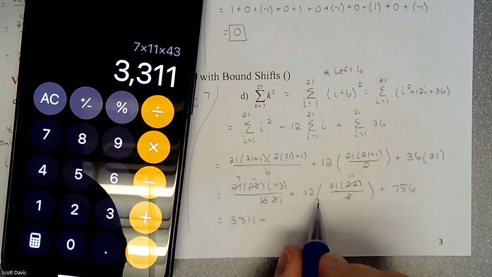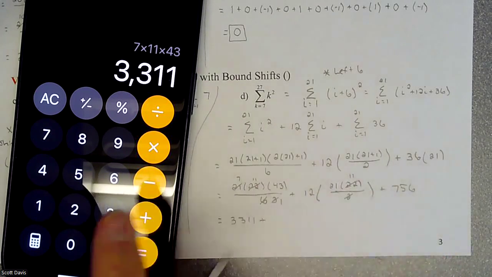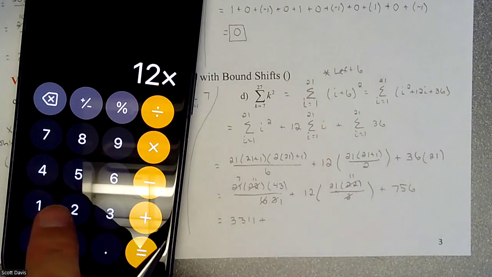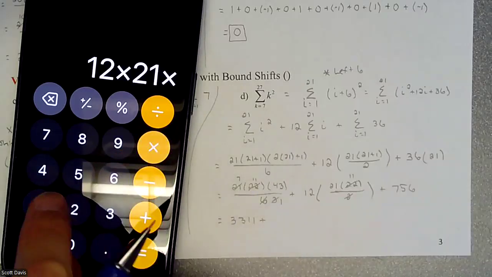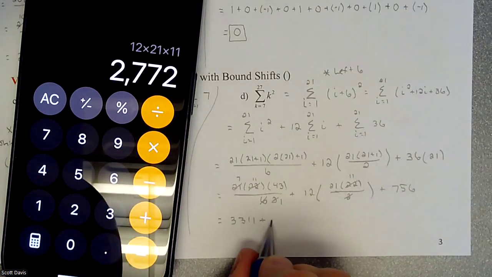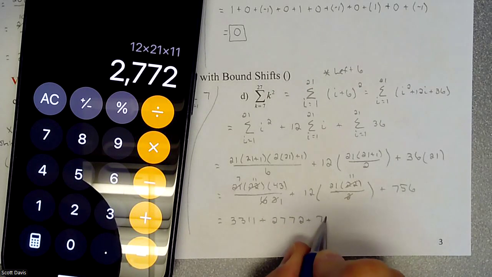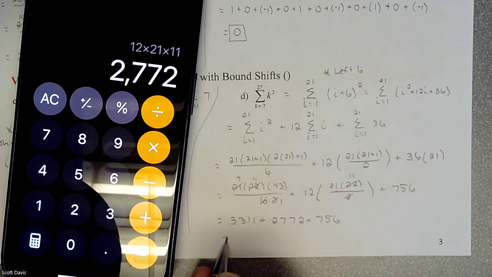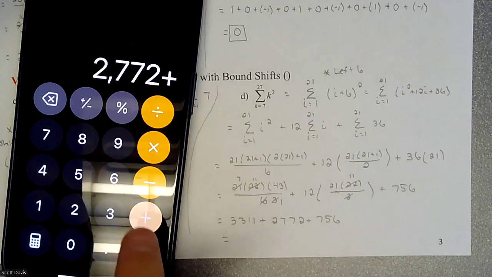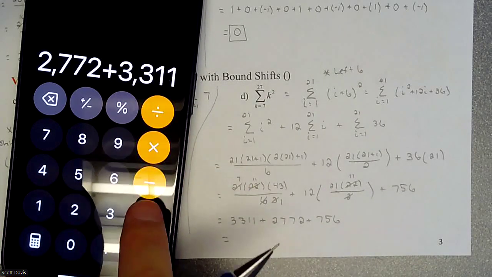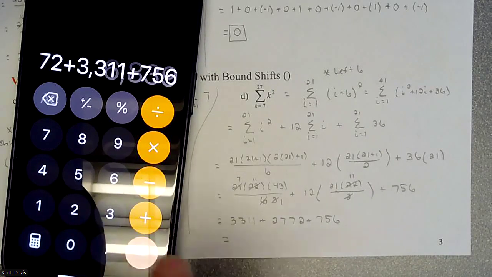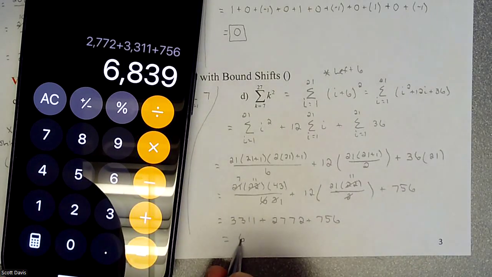So it gets me 3311, plus 12 times 21 times 11, which equals 2772, plus our 756. And if I add all those together, 3311 plus 2772 plus 756 adds up to a total of 6839.